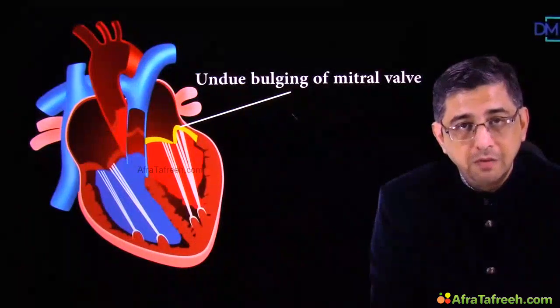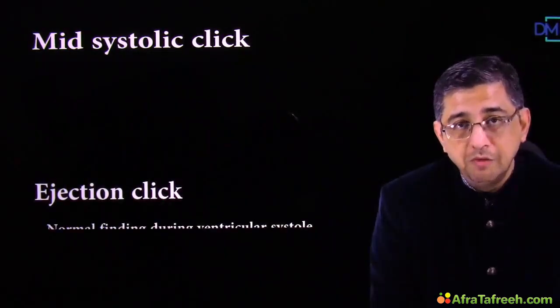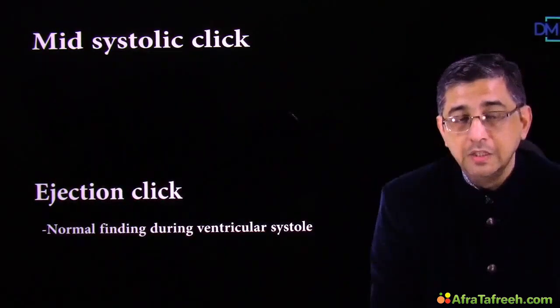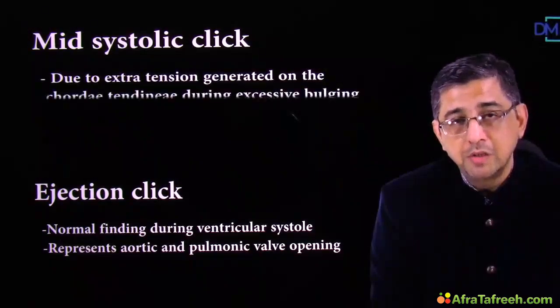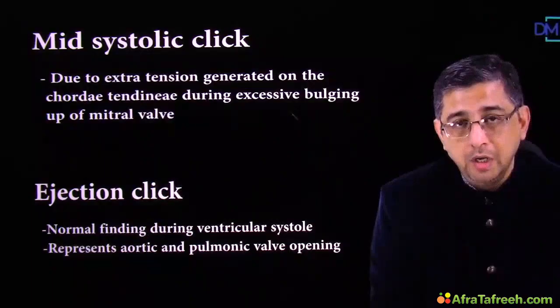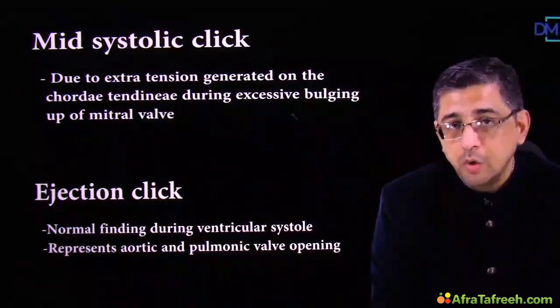However, in mitral valve prolapse, there is an undue bulging of the mitral valve leaflets into the lumen of the left atria. You can imagine chordae tendineae to be like rubber bands on the undersurface of the mitral valve. Due to the undue stress occurring on the chordae tendineae, due to their stretching, there is an auscultatory finding created here that is called a mid-systolic click. Do not confuse it with ejection click, which is a normal finding during ventricular systole. Ejection click represents aortic and pulmonic valve opening, whereas mid-systolic click is due to the extra tension generated on the chordae tendineae when the mitral valve is bulging up more than normal.